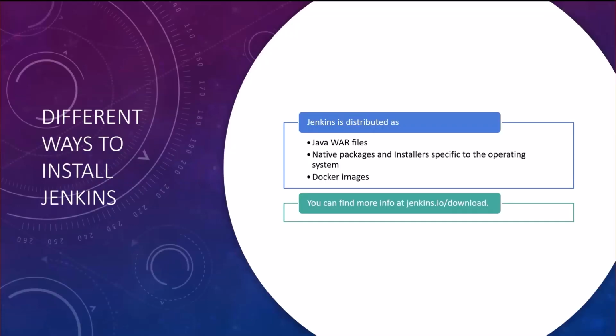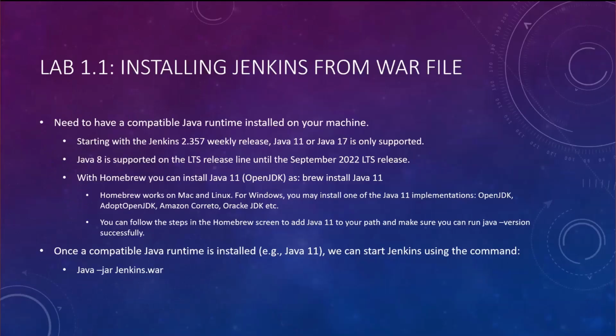For downloading and installing Jenkins, Jenkins is distributed as a Java war file, or native packages and installers specific to operating systems, or even Docker images. You can find more info at jenkins.io/download. In the first lab, what you have to do is run Jenkins from a war file. To run Jenkins from a war file, you need to have a compatible Java runtime installed on your machine.